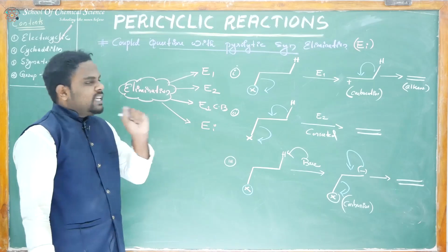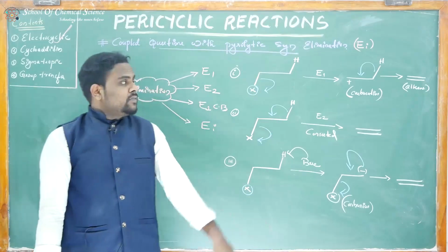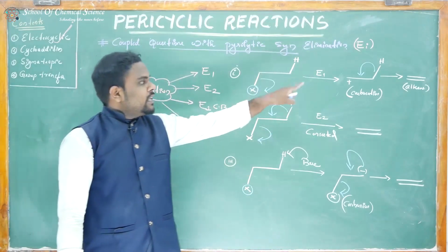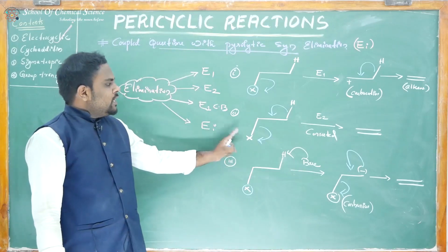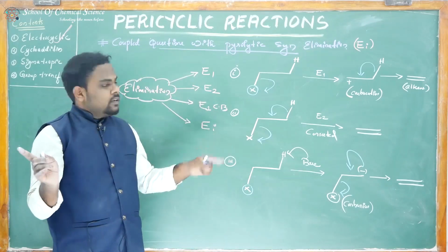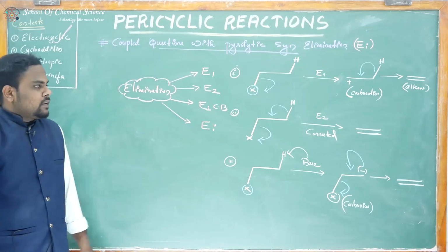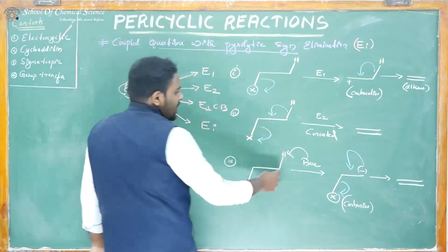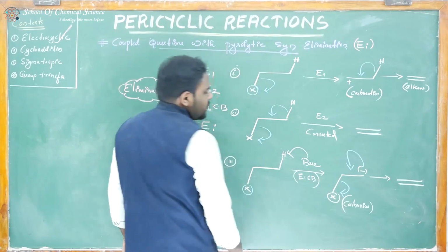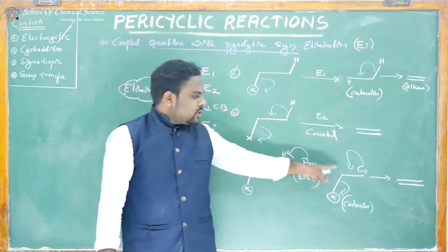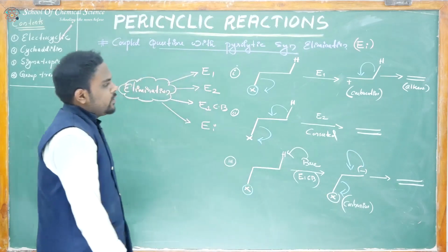So E1, E2, E1CB. In E1 elimination, the first step is the dissociation of the leaving group to form a carbocation, then elimination of H plus to form an alkene. In E2, concerted elimination of halogen and H plus takes place in a single step. In E1CB, elimination by conjugate base formation: first step is the formation of a conjugate base or carbanion, second step is the elimination of the leaving group.